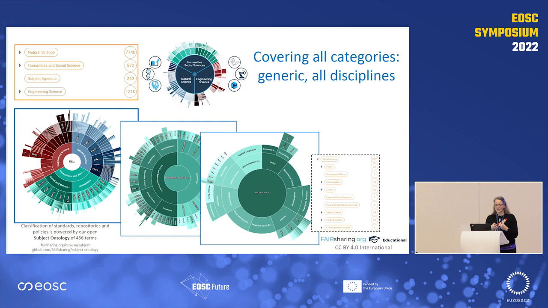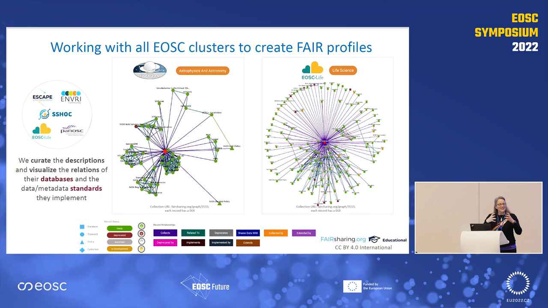We have a sunburst that describes the entire hierarchy of our subject area and how you can drill down, in this case, through to the social sciences to find out what resources we have there. We also work to create groupings, these collections of various community slices of FAIRsharing. Here we have IVOA in astrophysics and astronomy, and we also have the EOSC Life collection, which describes all those resources that are developed within EOSC Life itself. And these graphs are the core of FAIRsharing.